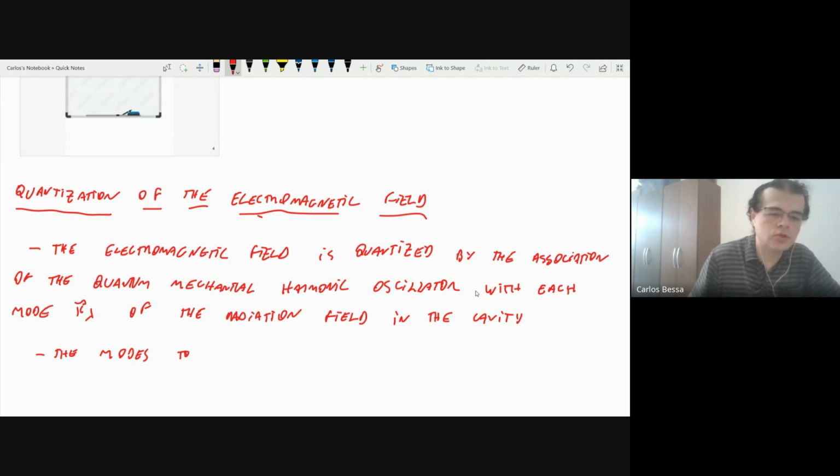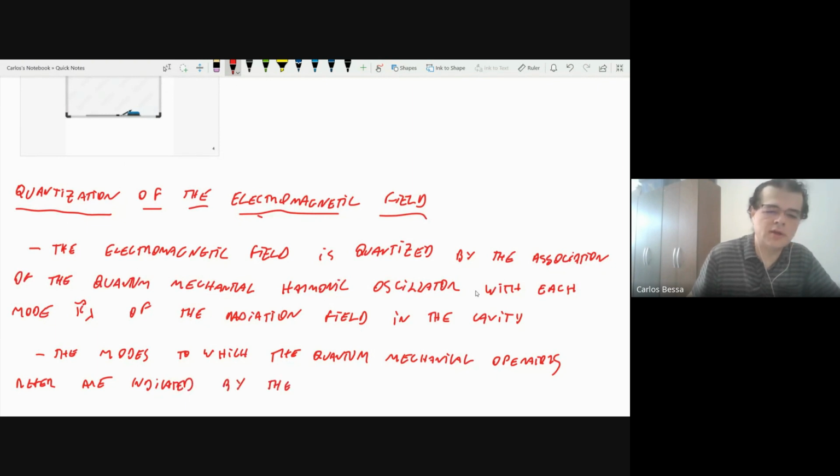So the modes to which the quantum mechanical operators refer are indicated by the subscripts.